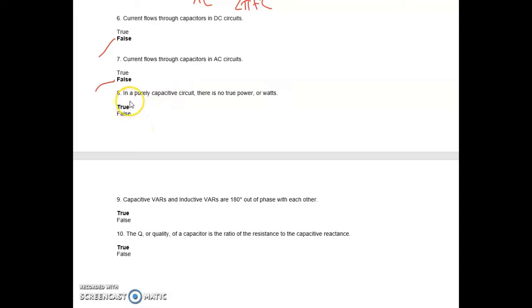Number 8, true or false? In a purely capacitive circuit, there is no true power or watts. That's true. We only have reactive power. There is no resistive element in a purely capacitive circuit, so there is no true power.